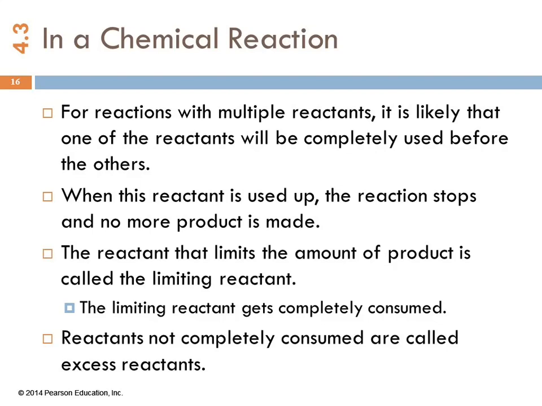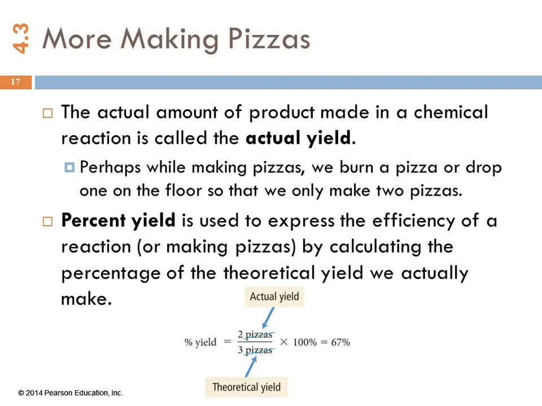So in our chemical reactions, the same thing's going to happen. One of the reactants is probably going to get used up. When it gets used up, it stops. The reactants that are not completely consumed are called excess reactants because there's extra of them. The amount of product that we actually get is called the actual yield. So perhaps while making pizzas, we burn one or we drop one on the floor, so we only make 2 pizzas. Then 2 pizzas is the actual yield. 3 was the theoretical yield, but we screwed up.